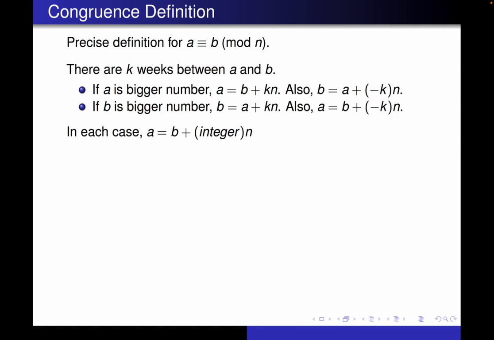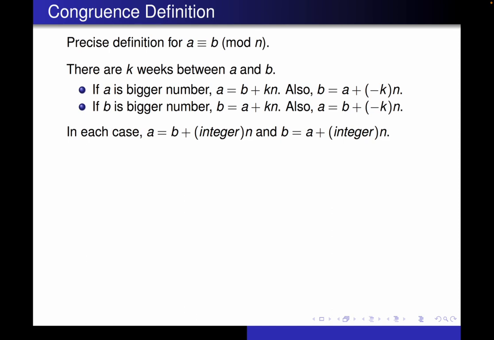But there's a sort of a pattern in each case. Whether A is the bigger number or B is the bigger number doesn't really matter. In each case, we have two things happening. A is equal to B plus an integer times n. That integer is either k or negative k, depending on which situation we're in. And also, B is equal to A plus some integer times n. If k is an integer, if k is a whole number, negative k is also going to be an integer. So you get A plus integer times n equals B in both cases.